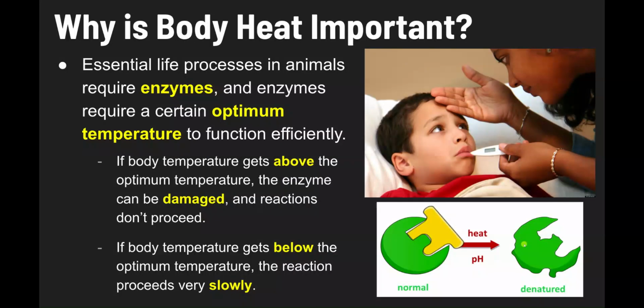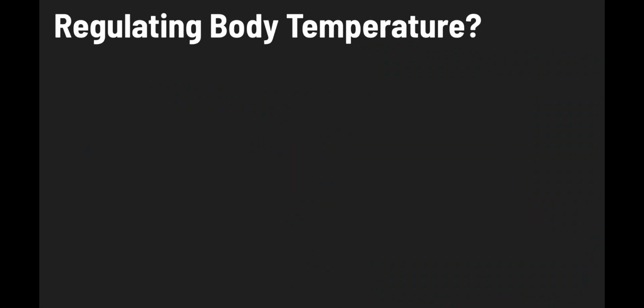I didn't show you an image of if you get too cold, but you can imagine if you were outside in extreme temperatures and didn't have the proper coat or things like that, and you get too cold, then the reactions that your cells are doing, they get carried out too slowly, or maybe not at all, and then you run into a similar problem. So this is why body heat's really important for our survival.